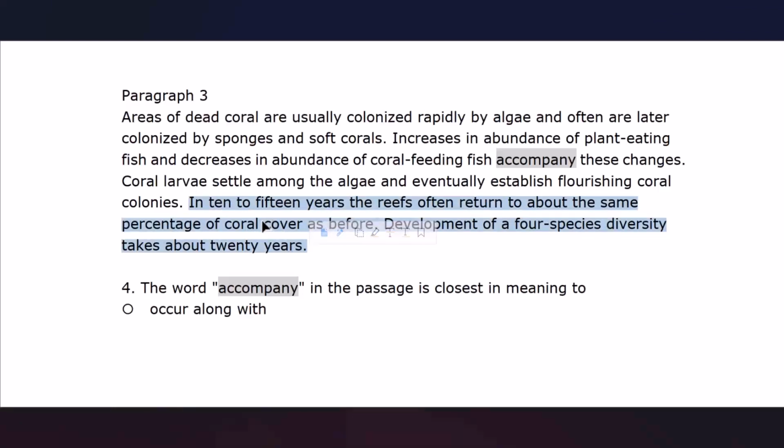the species recovery. In 10 to 15 years, the reefs often return to about the same percentage of coral cover as before. This sentence just talks about the recovery in the coral species. It does not offer much about species diversity. The last sentence: development of a forest species diversity takes about 20 years. This sentence talks about an interval of time within which, with 100%, we will have a forest species diversity.